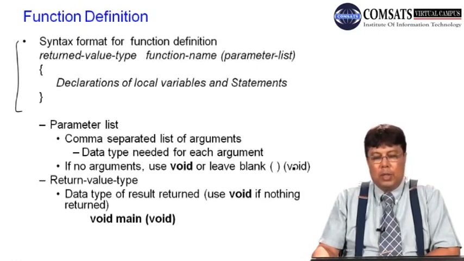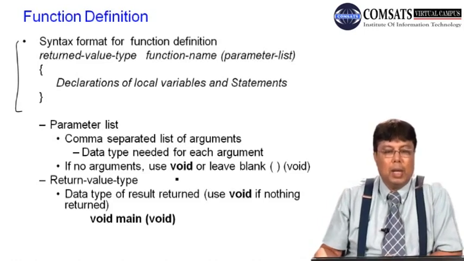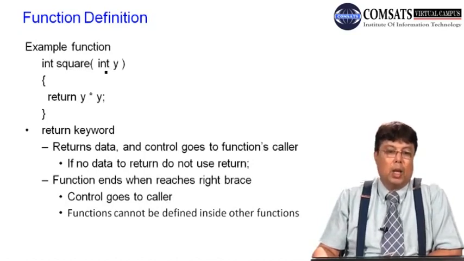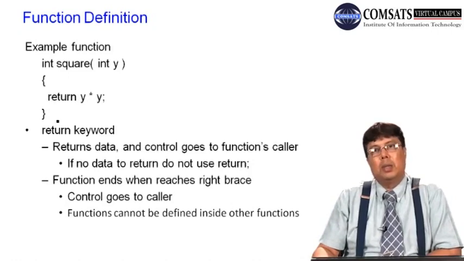Return type, data type or result return, you can use void if nothing is returned, like you can say void main void. Okay, so this is the general syntax and the general concept of the definition. अब इसी definition को quickly हम example के अंदर convert करते हैं. Integer, square, int y. This is the return data type. This is the name of the function. This is the argument list which has got just one data that contains the data type and the variable name. Okay, start of bracket, end of bracket. That indicates start and end of the function. Then it contains the valid statement.